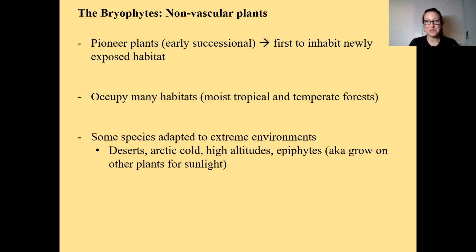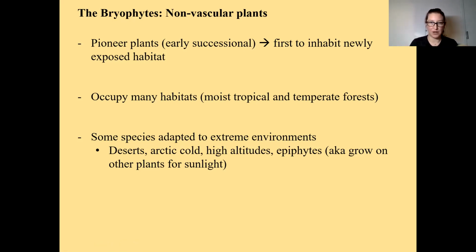So some species are now adapted to these super extreme environments. So for example, a desert or the Arctic, or the tippy top of a super high mountain, thousands and thousands of feet up, right? And some can even grow as what we call epiphytes. Epiphyte means a plant that grows on another plant.